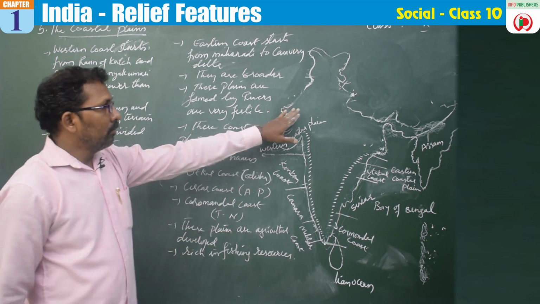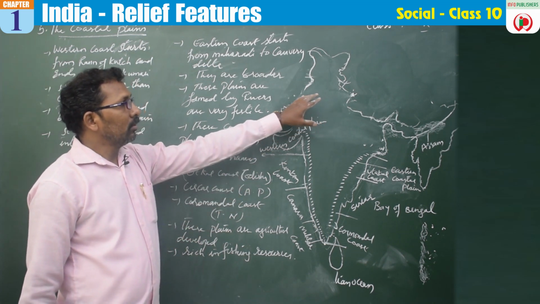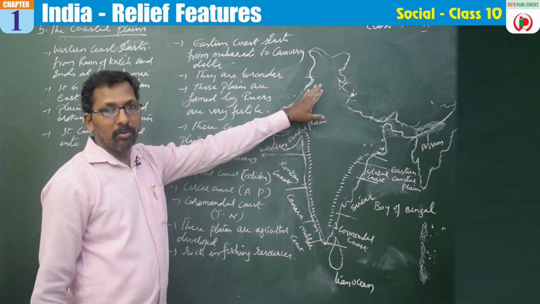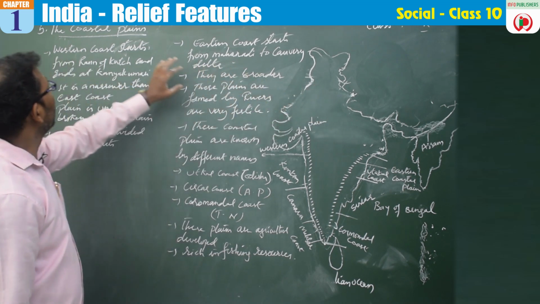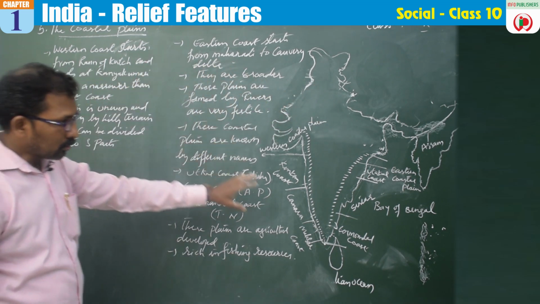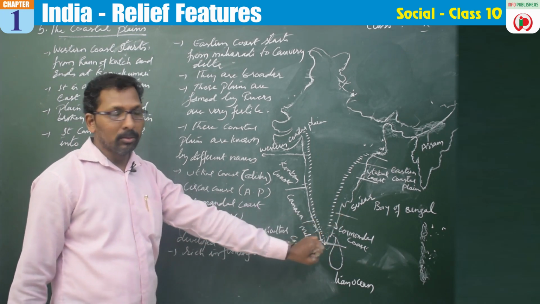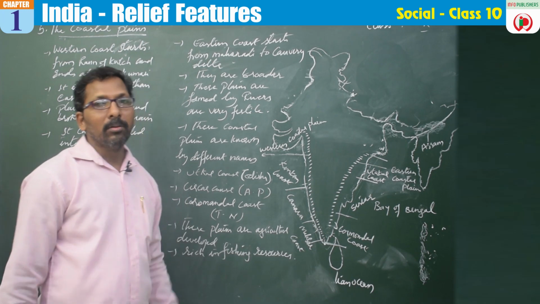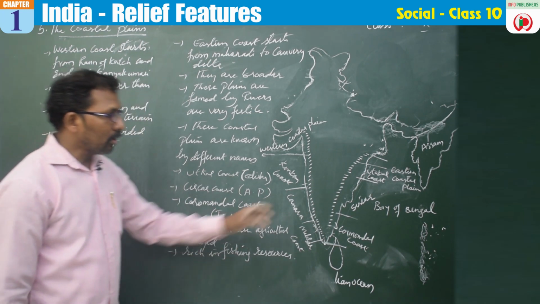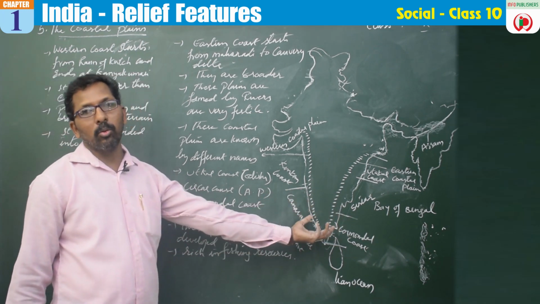So we have discussed the fourth relief feature of India, that is the Thar Desert. Now we will go for the coastal plains. Coastal plains are also one of the important relief features of India. These particular coastal plains are formed by the rivers. So now let us differentiate between the coastal plains.